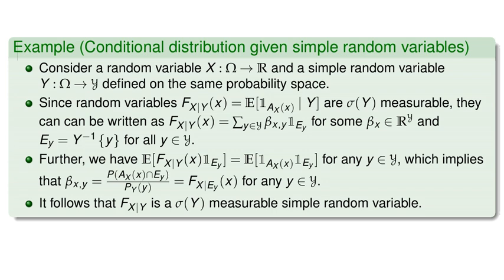It follows that f sub x given y is a simple random variable measurable with respect to sigma of y. It takes the value f sub x given E sub y of x on the event E sub y.